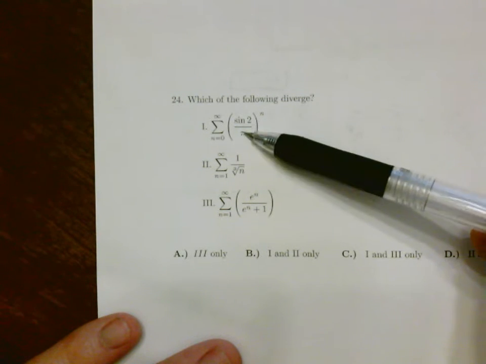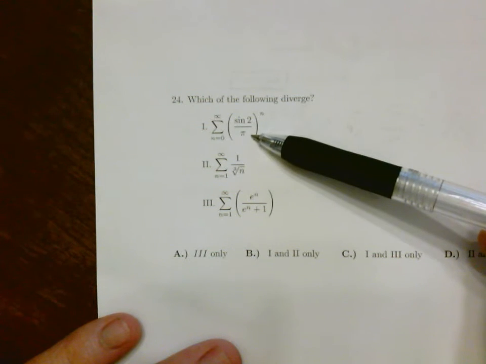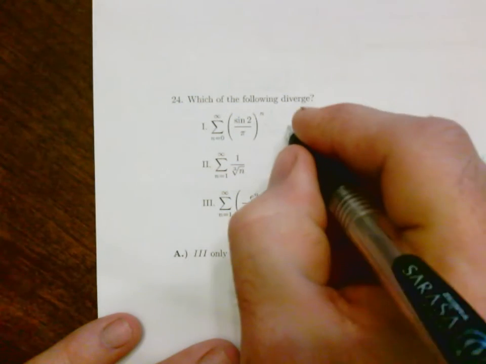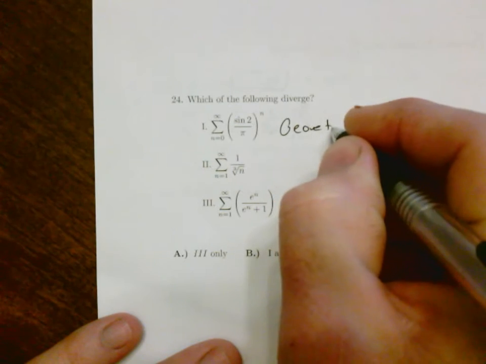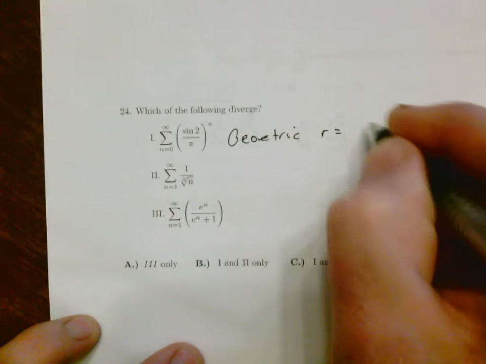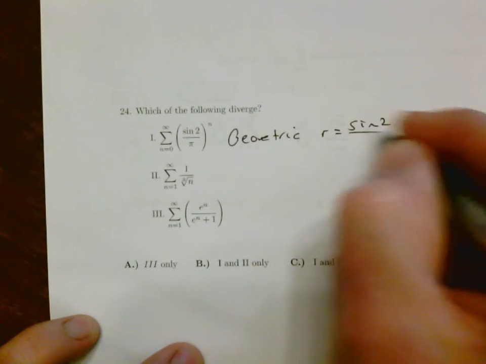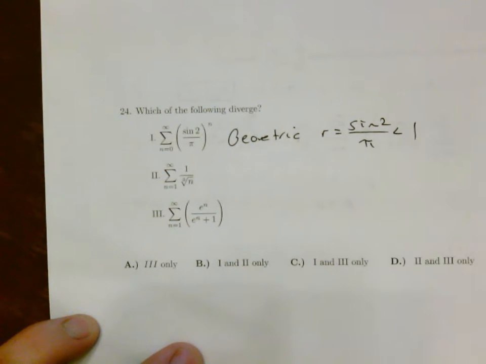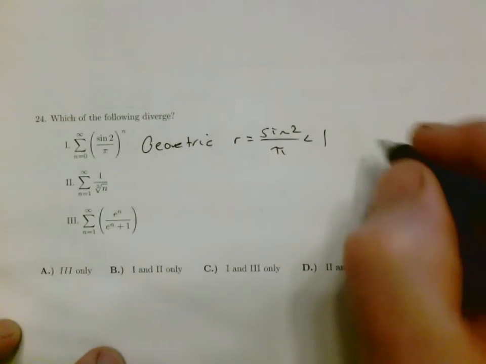So this is like 1 over 3 to the power of n. This is geometric with r equal to sine of 2 all over pi, which is less than 1. So I know that this converges.